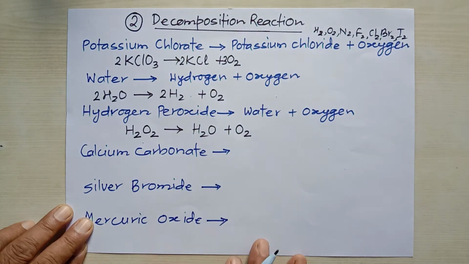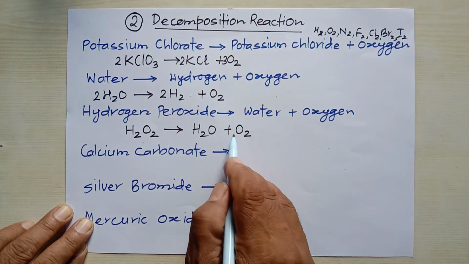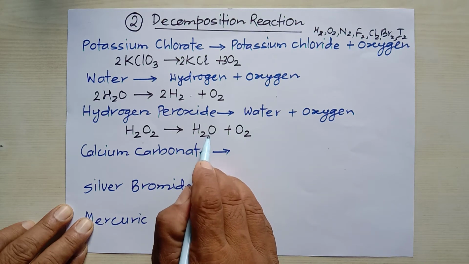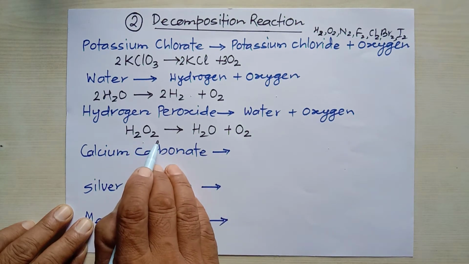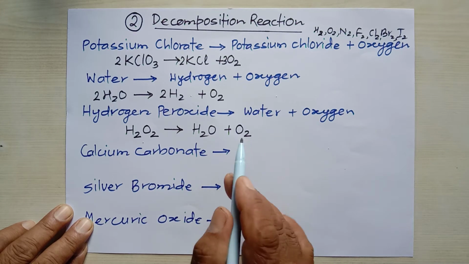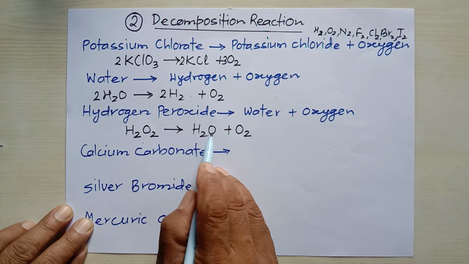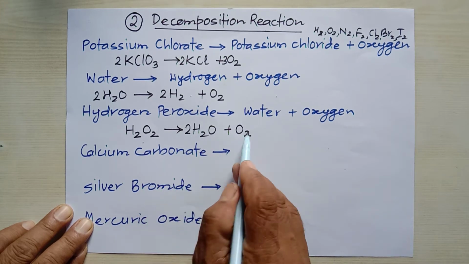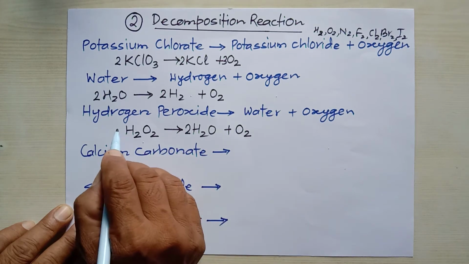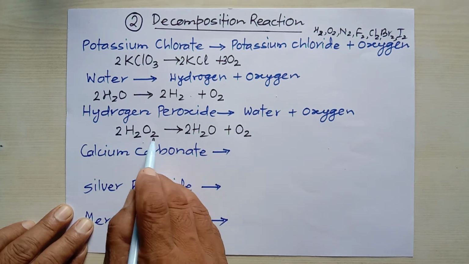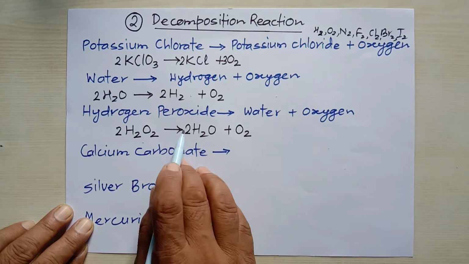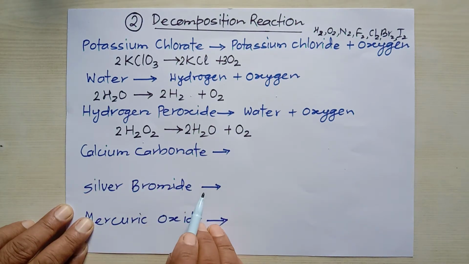Oxygen is diatomic, O2. Now, how to balance oxygen, 2 and here 3? On the left hand side, it is 2 only. On the right hand side, it is odd. This one is even, only this one is odd. That's why I want to take 2 here, 2 plus 2, 4. And if I take 2 here, then 2 times 2 is 4, oxygen balanced. 2 times 2 is 4, hydrogen also balanced. This way, it is balanced.